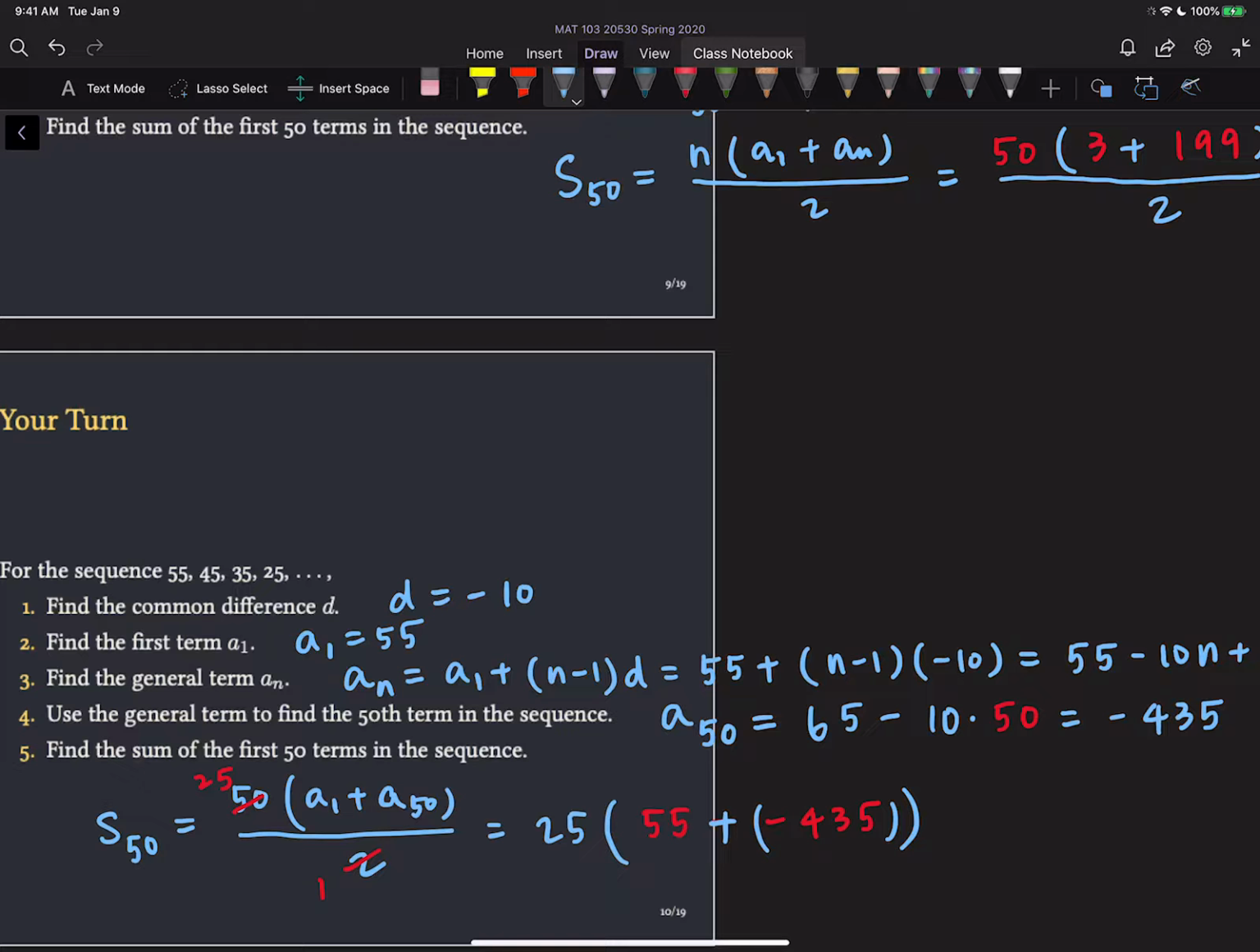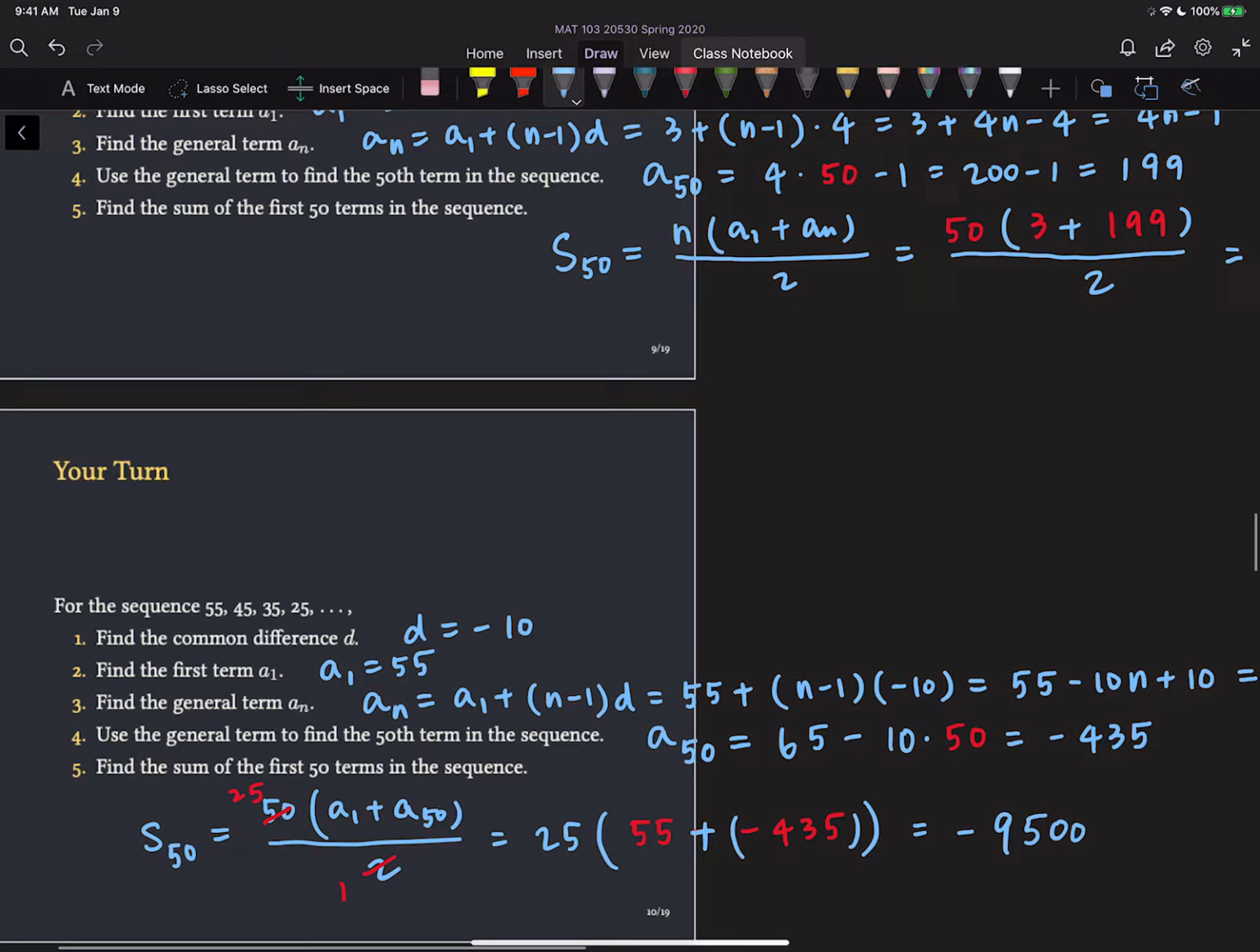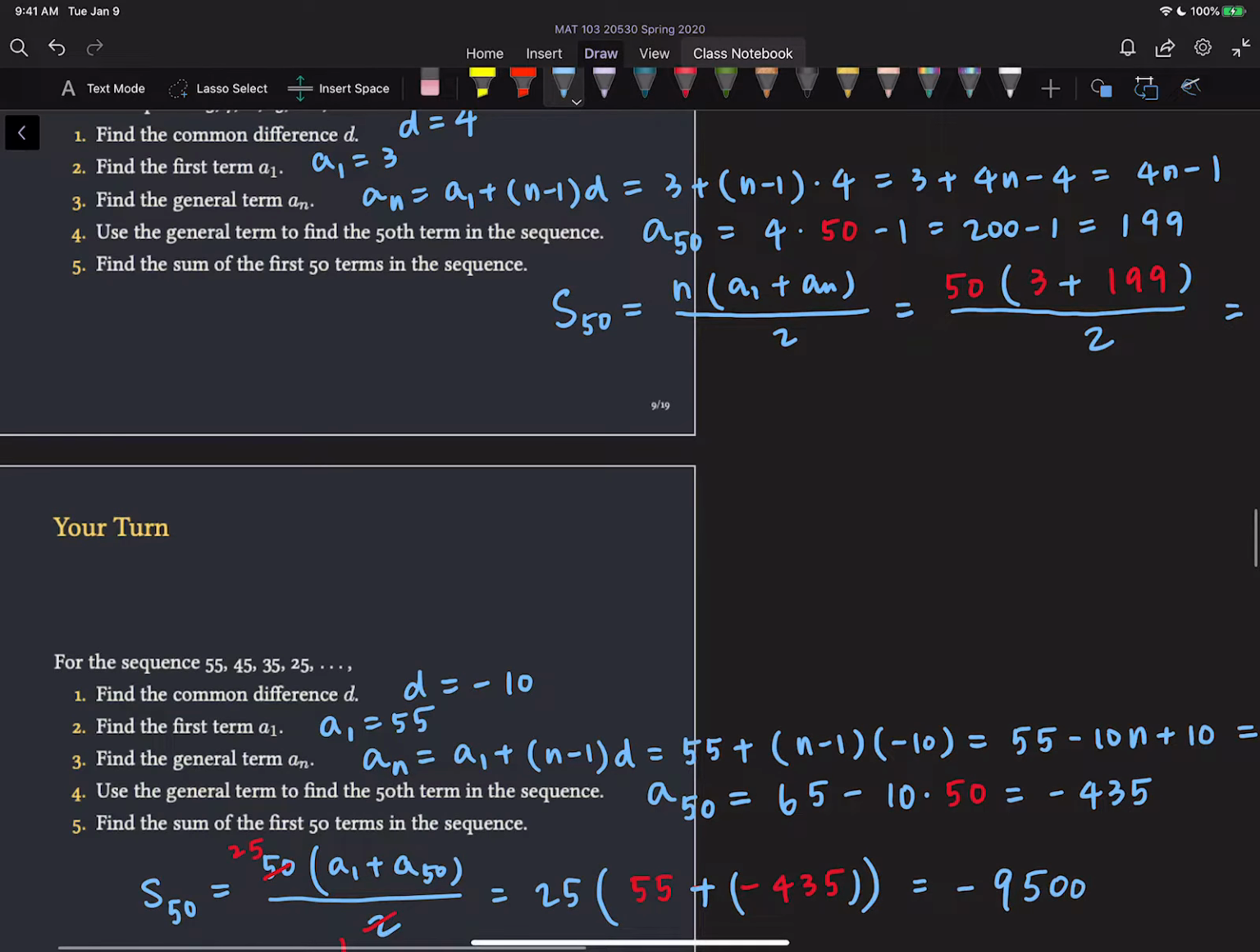So this will be the expression. If you compute this, you're gonna get negative 9500. And that is the sum of the first 50 terms in this particular arithmetic sequence. If you could do these two problems with no problem, then that pretty much means you mastered the arithmetic sequence and series along with their formulas.